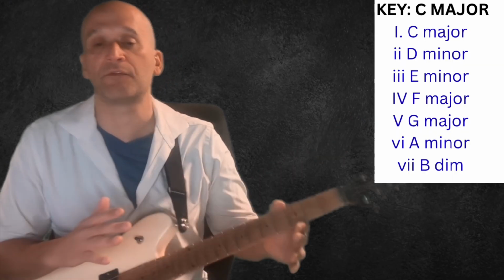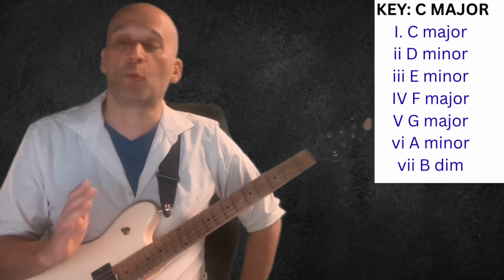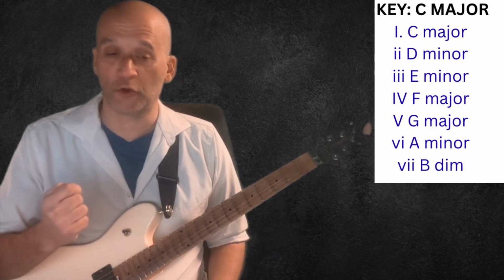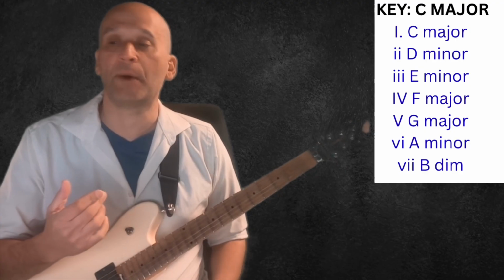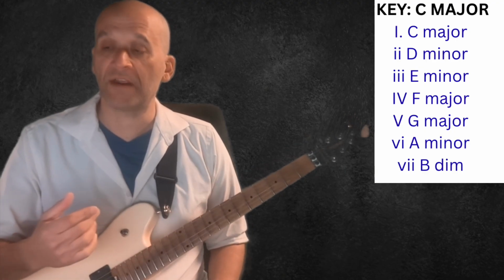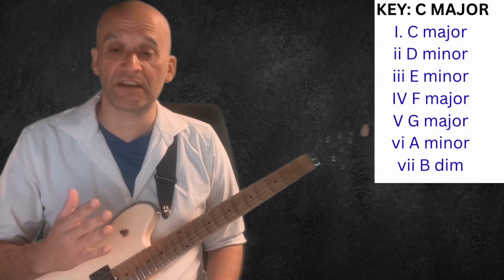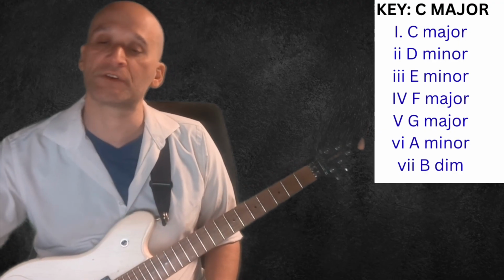Who was buried in Grant's tomb? All right, the answer is the key of C, also known as the key of no sharps, no flats. The 1 chord is C, so it goes C, D minor, E minor, F, G, A minor, B diminished. Okay, so that is the key of C, and the 1 chord is, of course, C.